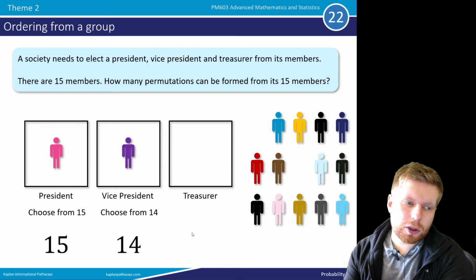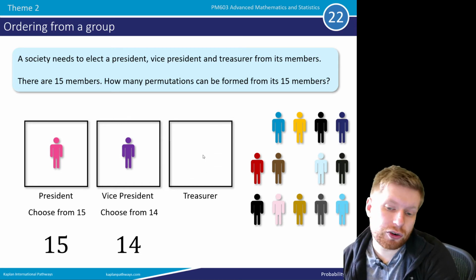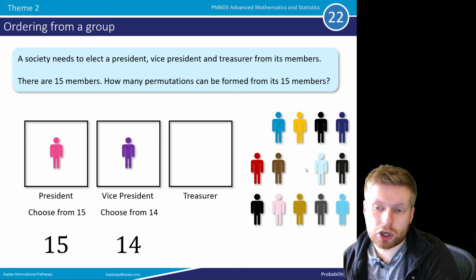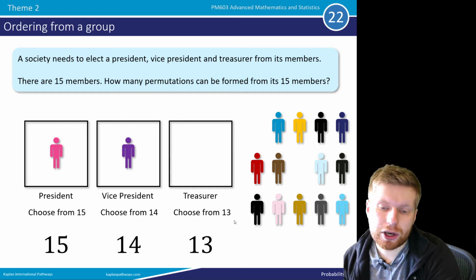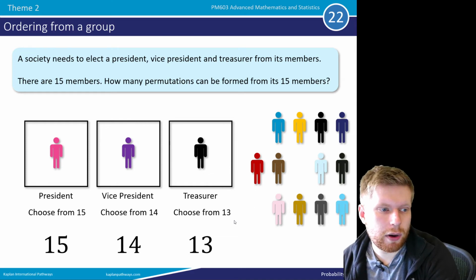Fantastic. Now let's come on to the treasurer's position. Well, how many different members can we choose from to go in the treasurer's position? Well, we've already chosen 2 members, which means there's 13 left to go in the treasurer's position. Okay, so let's just choose someone at random to go in there.